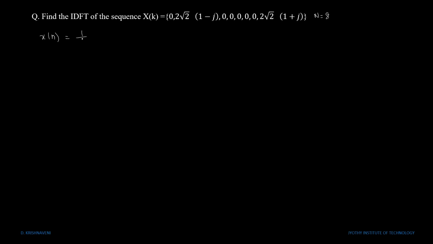So x of n is equal to 1 by N summation k equal to 0 to N minus 1 X of k W_N to the power of minus nk. In this case N is equal to 8. So we have 1 by 8 summation k equal to 0 to 7 X of k W_8 to the power of minus nk.